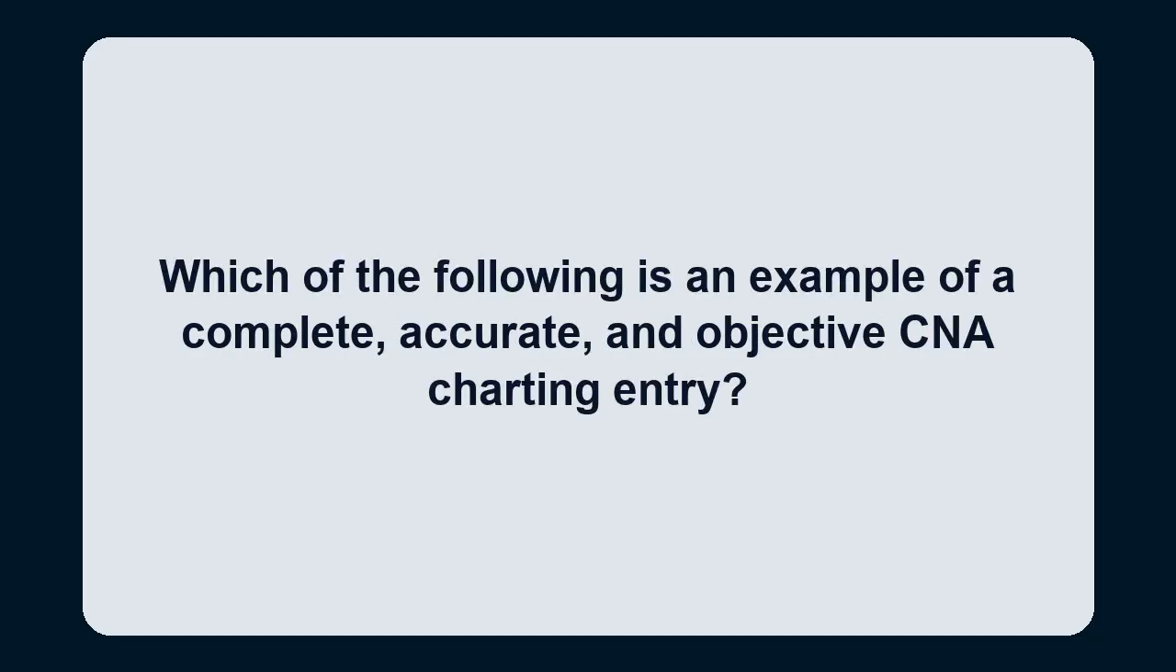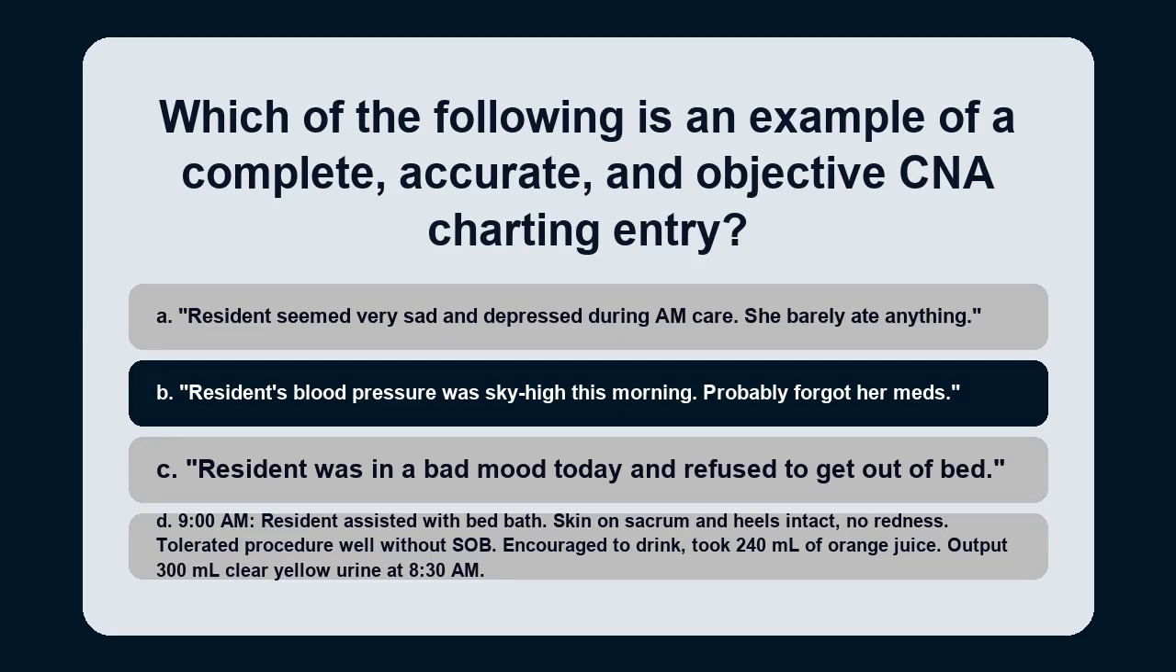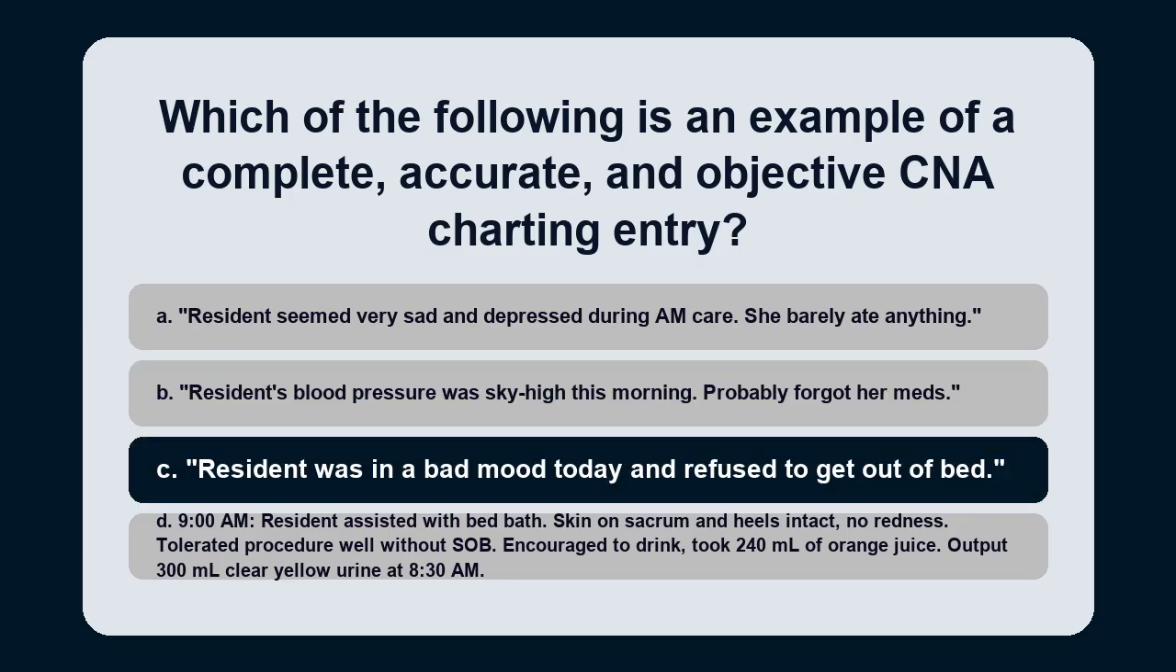Question 1. Which of the following is an example of a complete, accurate, and objective CNA charting entry? Option A. Resident seemed very sad and depressed during AM care. She barely ate anything. Option B. Resident's blood pressure was sky high this morning. Probably forgot her meds. Option C. Resident was in a bad mood today and refused to get out of bed.